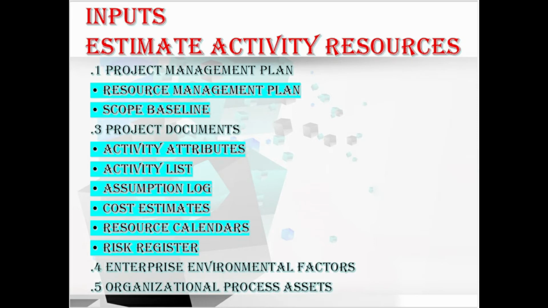Moving to the OPAs, organizational process assets. It may include the policies and procedures regarding staffing, the policies and procedures related to supplies and equipment, and historical information regarding the types of resources that were used for previous projects. Hope you understood the Estimate Activity Resources inputs. Let's move to the tools and techniques one by one.